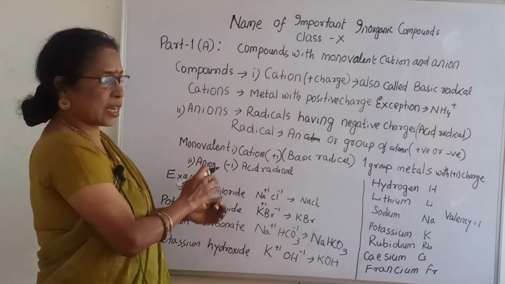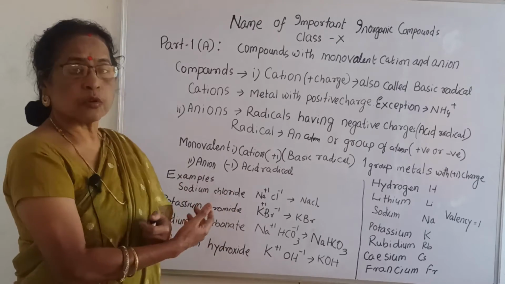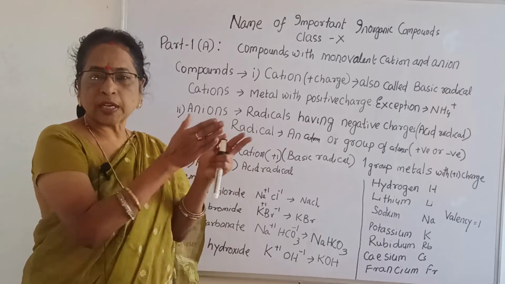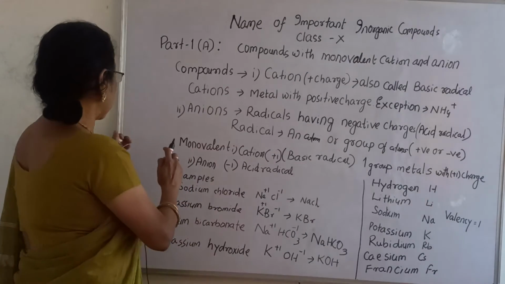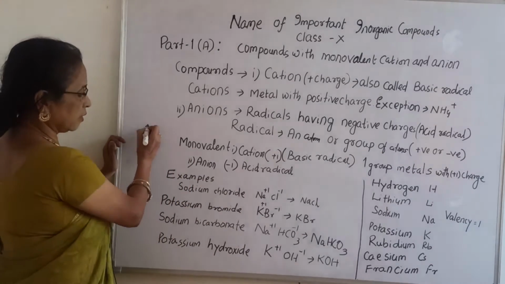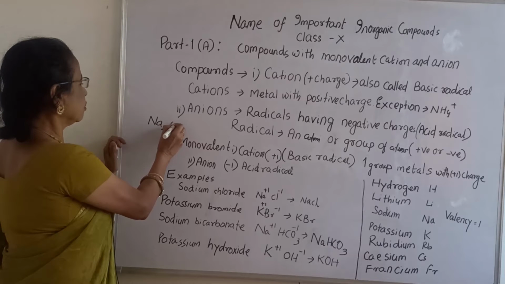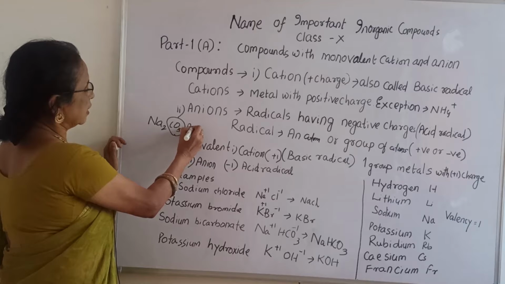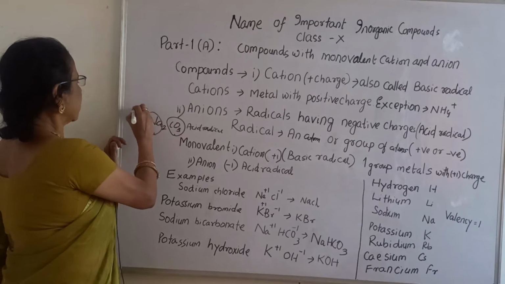Again, see what is cation? Cation means positive charge, that is metal generally, and also called basic radical. That means one compound is divided into two parts. One is the basic radical and another one is the acid radical. Just like a compound, here one example you can say Na2CO3. That means this part is called acid radical, and this part is called basic radical.